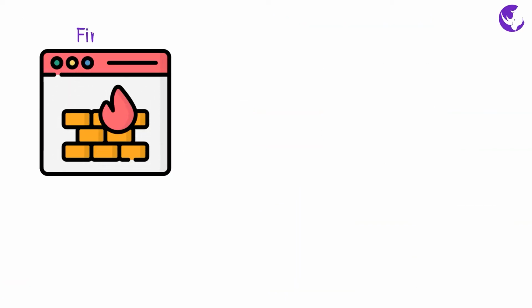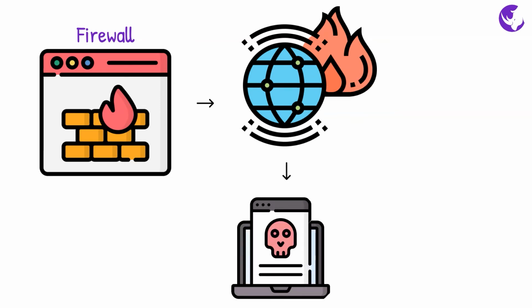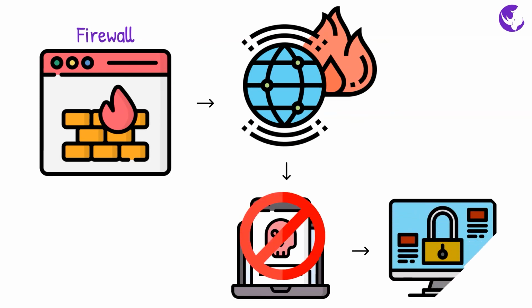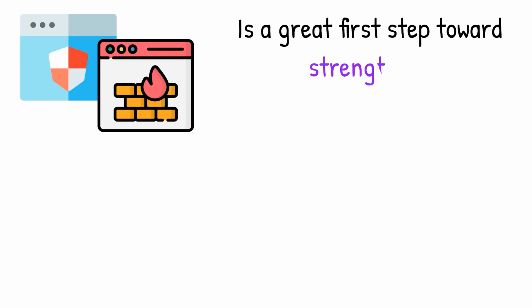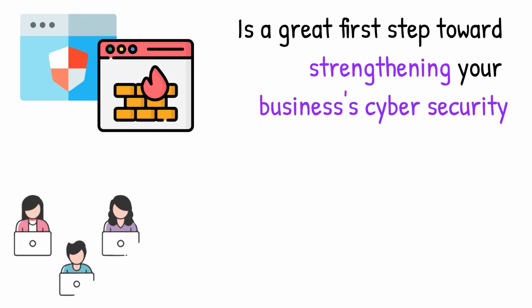Your business also needs a firewall to help block connection to malicious websites and to stop some forms of malware before they are downloaded or brought in with emails. Implementing anti-malware software and a firewall is a great first step towards strengthening your business's cybersecurity. Good employee habits are also essential.